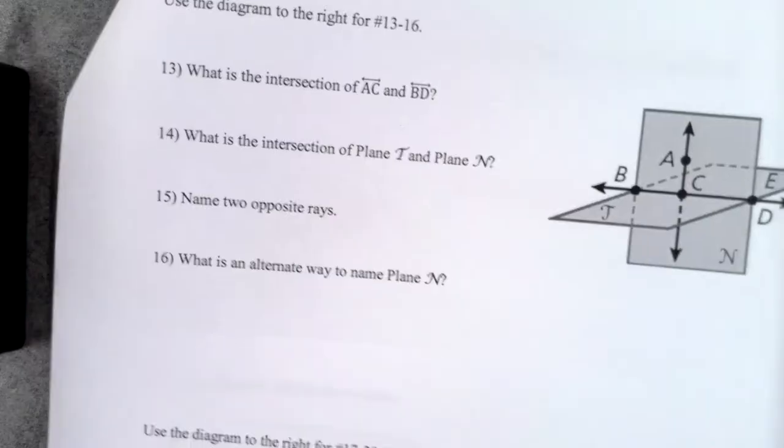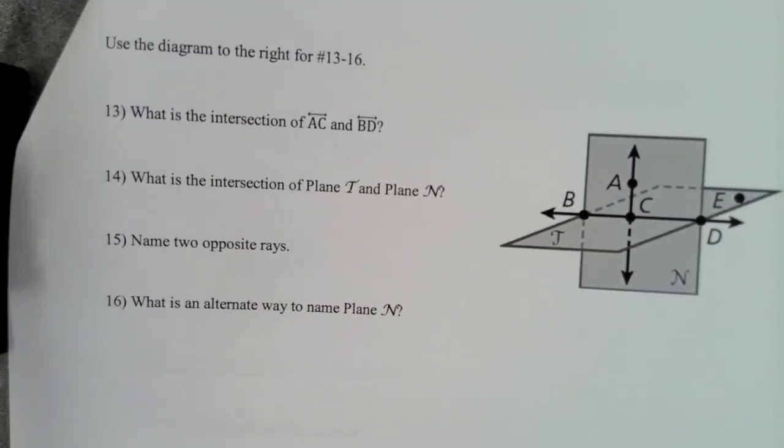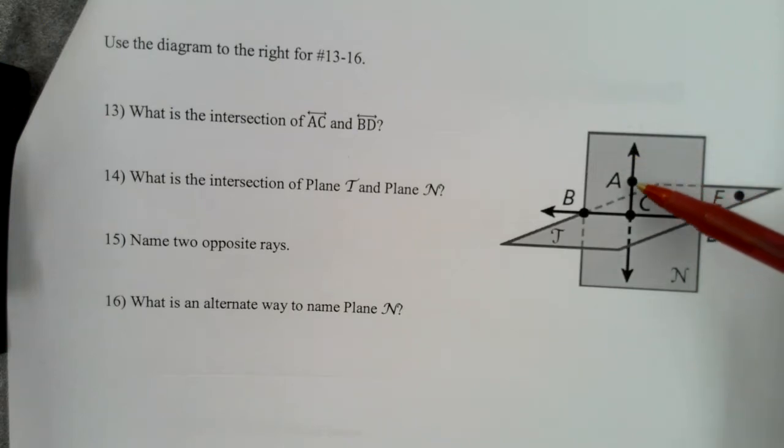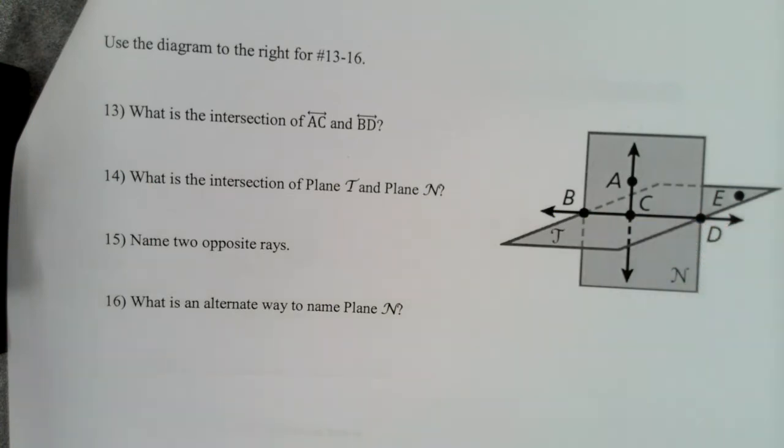Last page. We're going to use that diagram for numbers 13 through 16. Number 13, what is the intersection of line AC, right there, and line BD? Right there, point C.